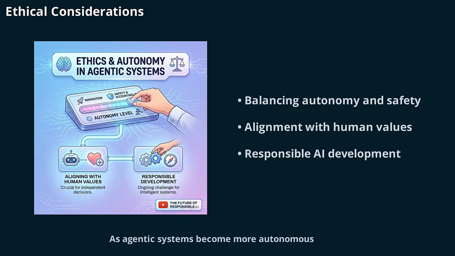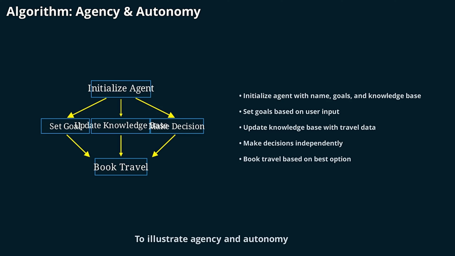As agentic systems become more autonomous, ethical considerations become increasingly important. Designers must carefully decide how much autonomy to grant, balancing innovation with safety and accountability. Ensuring that AI systems align with human values and ethical principles is crucial, especially as they take on more independent decision-making roles. This ongoing challenge is central to the responsible development of intelligent systems. To illustrate agency and autonomy, let's look at a simple algorithm for a travel booking assistant.